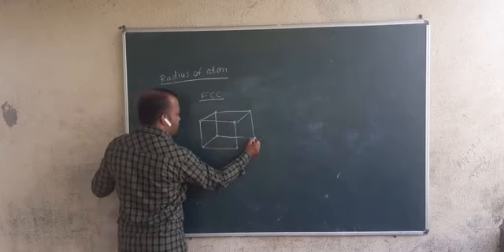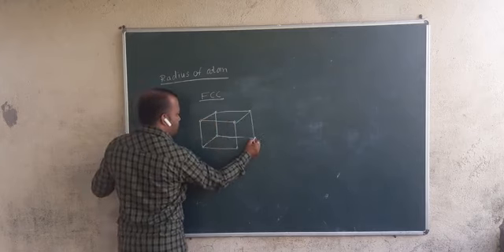Face center cubic crystal. What will be the diagram? Eight constituent particles at eight corners and 6 at 6 faces. 1, 2, 3, 4, 5 and 6 at 6 faces. Yes. What is the volume of this unit cell we can see? That is a cube.